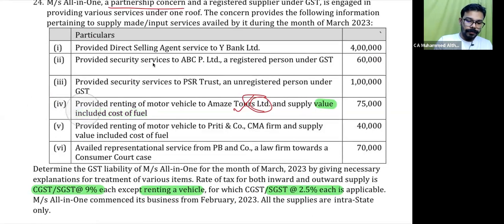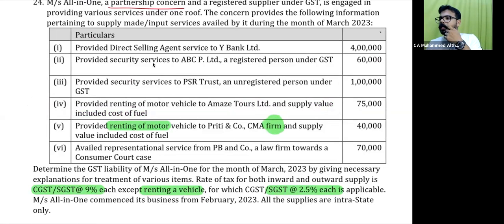And the fifth one, tell me, everyone. Renting of motor vehicle to Pridhian company, a CMA firm. Again, it is renting of motor vehicle, but here the recipient is a firm. A firm is not a body corporate. So the recipient is not a body corporate. So whether it will be FCM or RCM, it is FCM. So we shall pay the GST in this case.